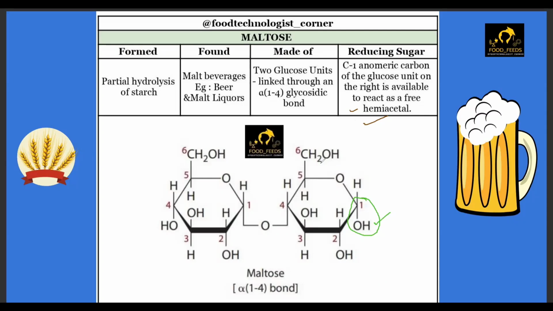So maltose is made of two glucose units, the linkage is alpha 1,4, and it is also a reducing sugar. This is the basic thing you should know about maltose.